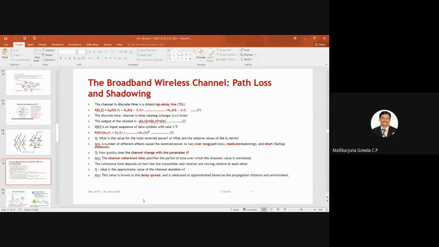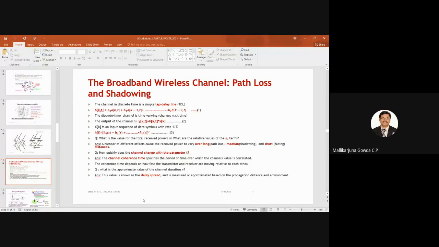So till that, just try to visualize that. Then the third question is, what is the approximate value of the channel duration? Okay, the channel duration is V here, right? So that value, the channel duration, is known as delay spread. So if I use the term delay spread, you should understand that it is the channel duration.